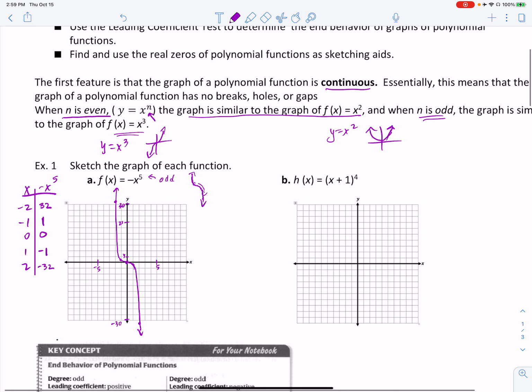All right, and then the next one, since the power is to the fourth, I'm thinking of it as more like an x squared, in terms of either both ends being up or both ends being down. Out in front, we have a positive value. So I'm going to go ahead and make a t-chart.